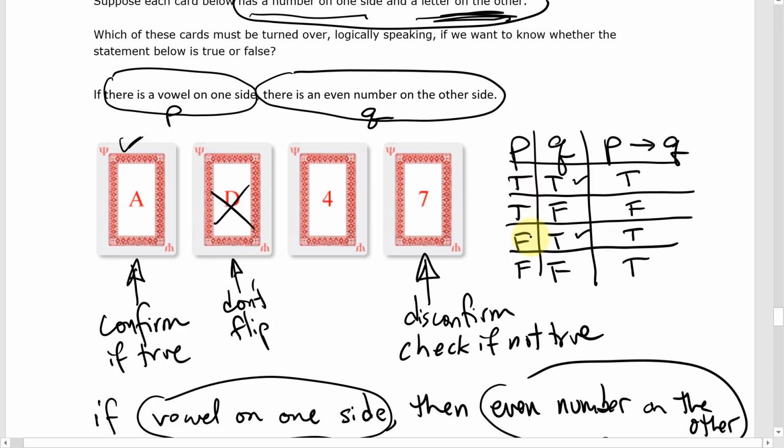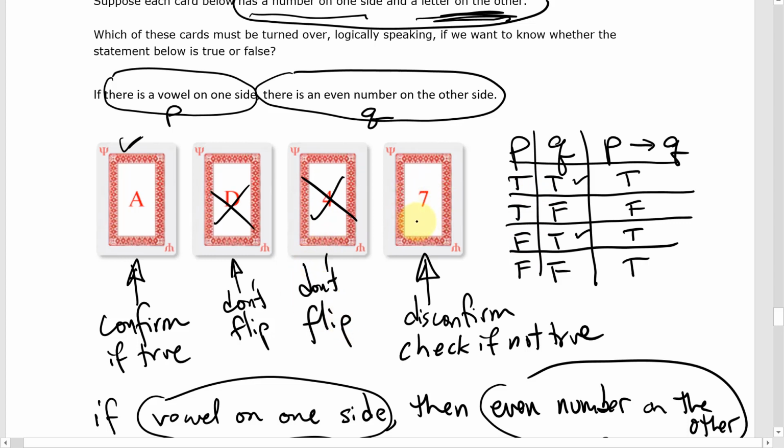It doesn't really matter whether there was a vowel on the other side or not. There could have been even the letter D on the other side. And this statement would still be true, that if there was a vowel on one side, there would be an even on the other. So what I'm saying is that if this part is true, then the whole statement is true regardless of whether there's a vowel on the other side. So don't have to flip.